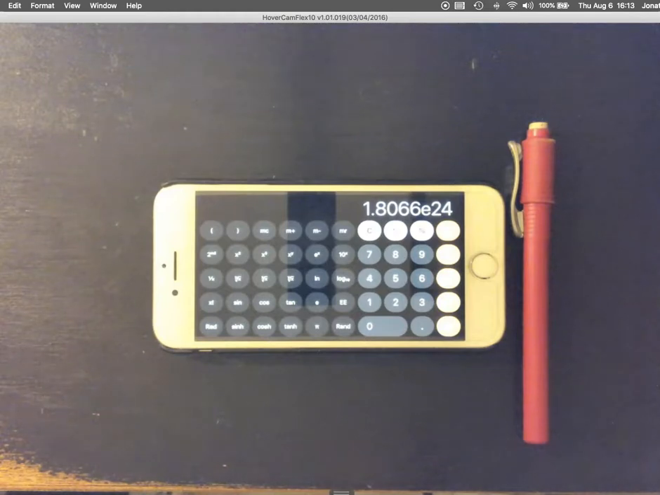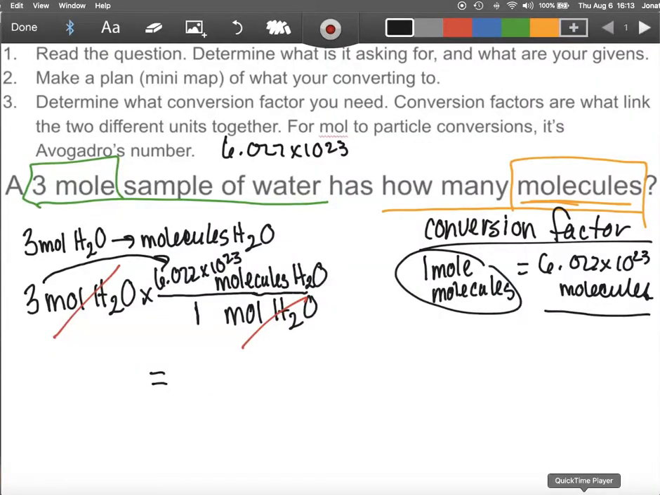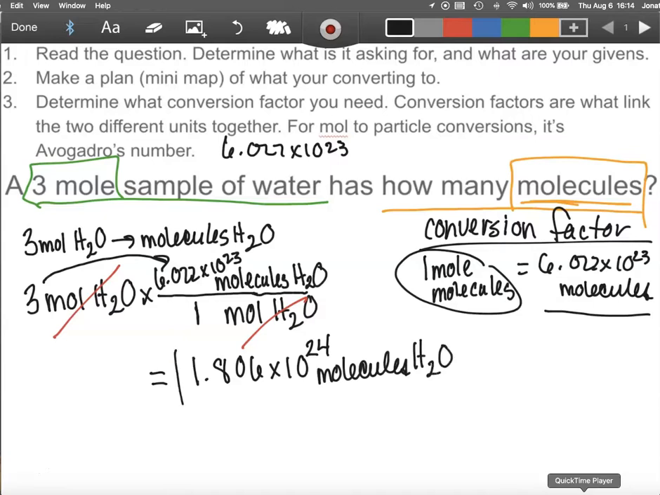We cannot write it this way. We have to replace the e and the 24 with times 10 to the 24. So when we come back over here to our actual work, we're going to write 1.806. The E is times 10 and then to the 24th power molecules of H2O. Okay. And then that's how you solve that problem.